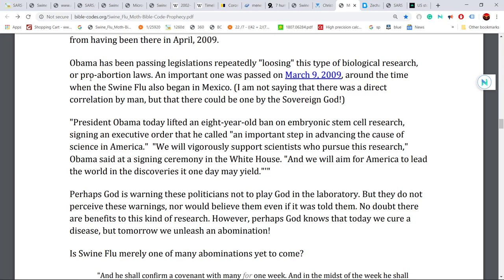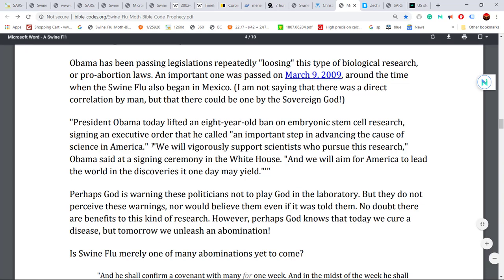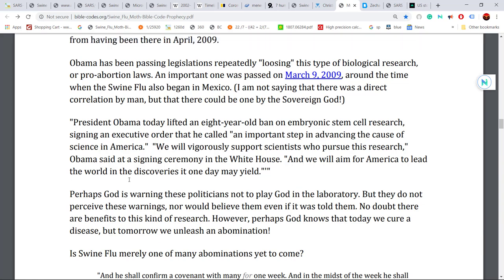President Obama today lifted an 8-year-old ban on embryonic stem cell research, signing an executive order that he called an important step in advancing the cause of science over America. We will vigorously support scientists who pursue this research, Obama said at a signing ceremony at the White House. And we will aim for America to lead the world in the discoveries it one day may yield.